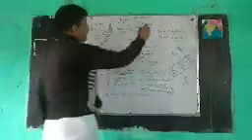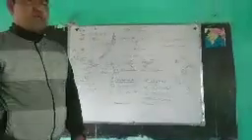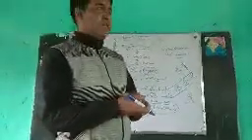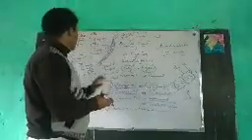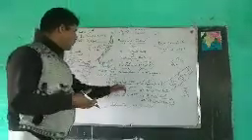They are uninucleate and unbranched. Where are they found? The smooth muscles are found in the stomach, in the lungs, and also in the uterus. So these muscles are involuntary, spindle shaped, uninucleate, and unbranched. So this is about the smooth muscular tissue.